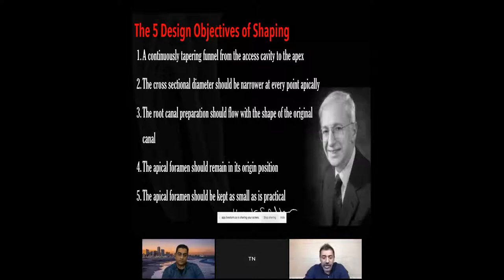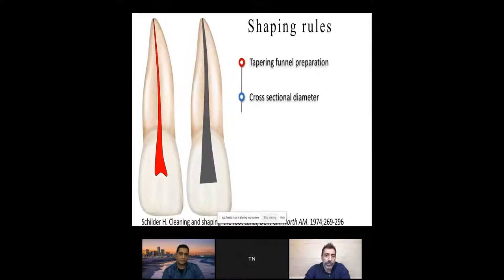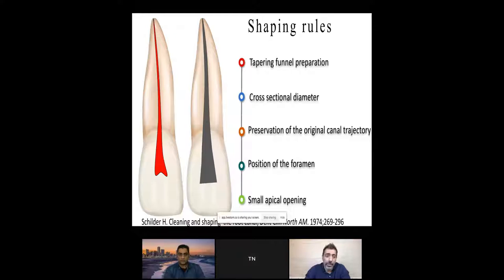So briefly, what are the targets that we want to have during the root canal shaping? We want to have a tapering from the orifice of the canal to the foramen. And basically, we don't want to have any transportation. So we don't want to shift our trajectory of the canal. We want the trajectory to remain the same on the entire length of the canal. And we don't want as well a transportation of the foramen. So the foramen should not change of position, and to keep it as small as practical.